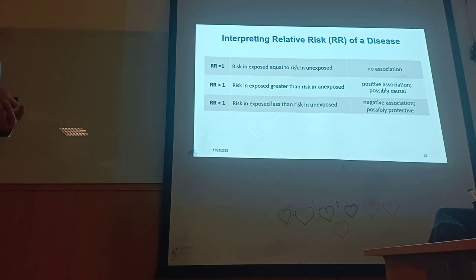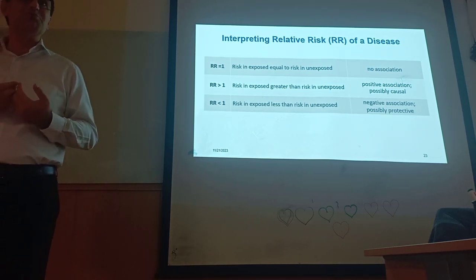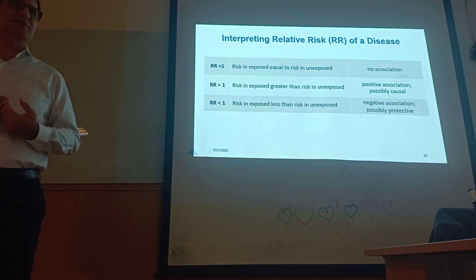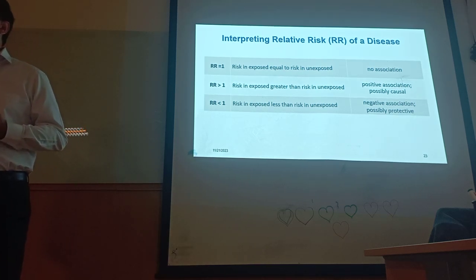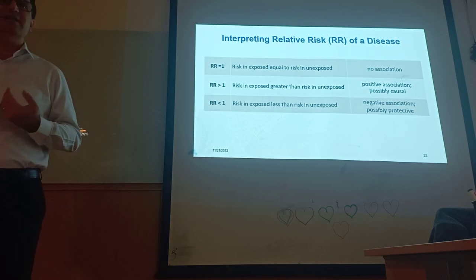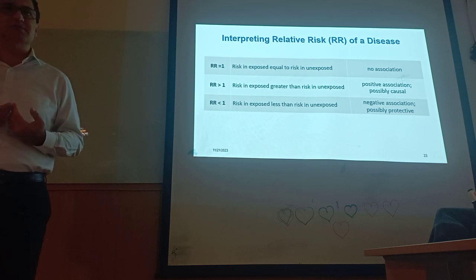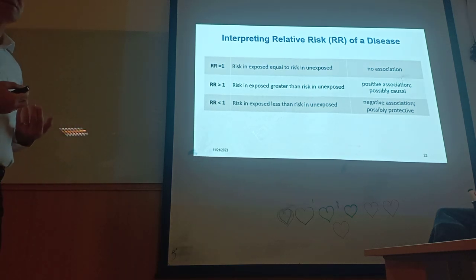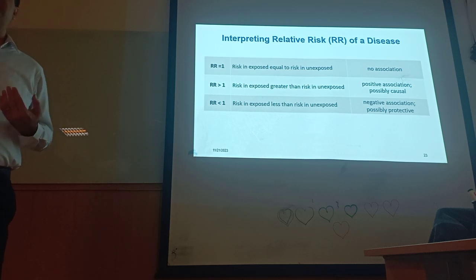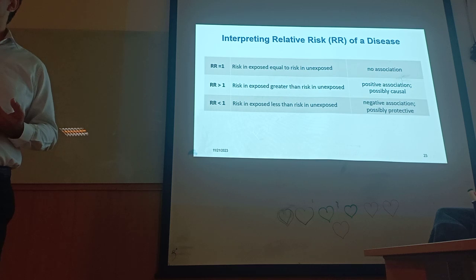If a relative risk is lower than 1, it means that the risk in the exposed group is lower than the risk in the unexposed group. For example, in the association of physical activity and cardiovascular disease, the risk would be lower than 1, which means physical activity is a protective factor for cardiovascular disease.